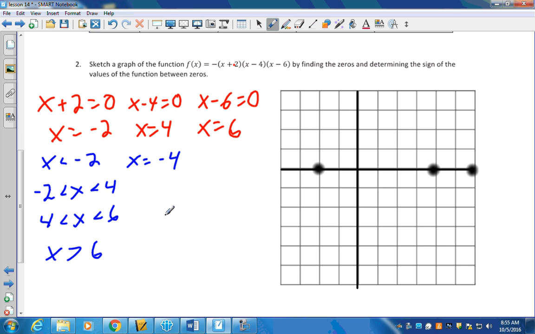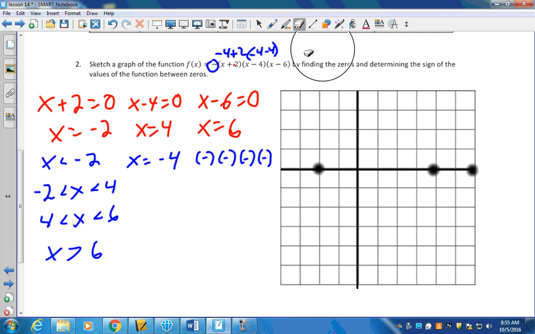Did I hear -4? Now this negative is still here, right? So at -4, you would have that negative. Then you'd have -4 plus 2, which is -2. Then you'd have -4 minus 4, which is -8. And then you'd have -4 minus 6, which is -10.